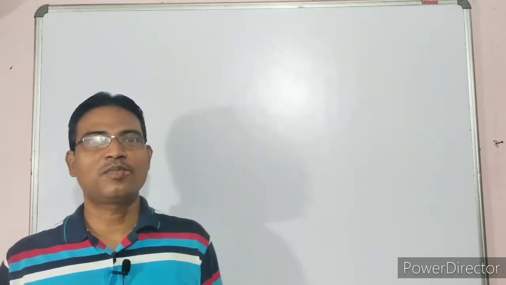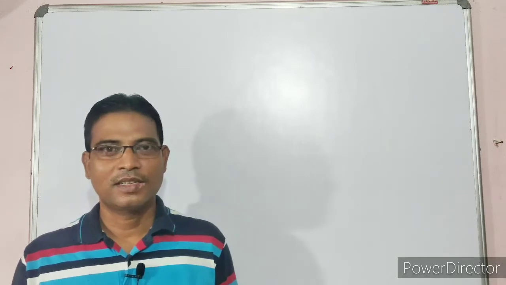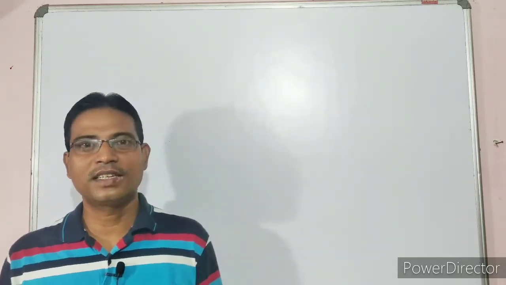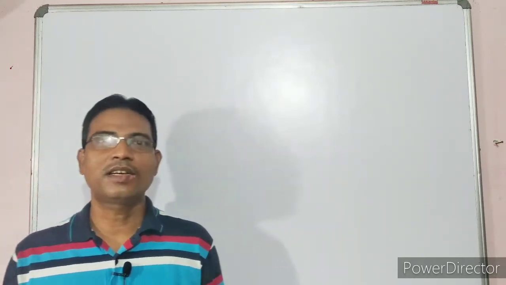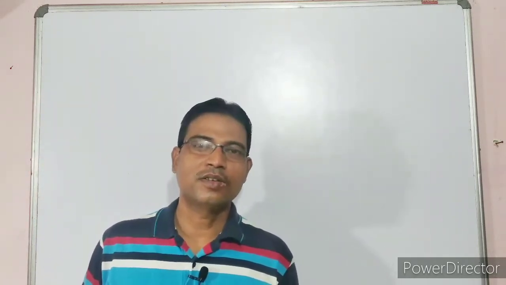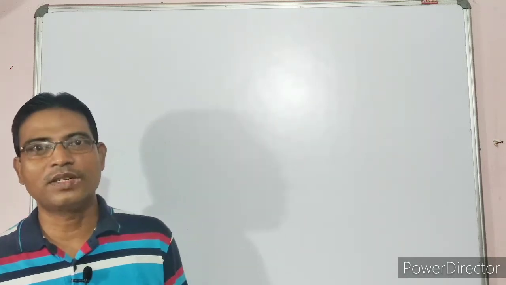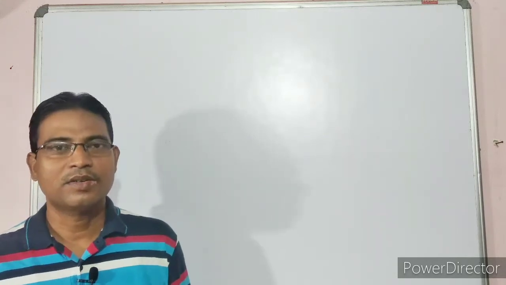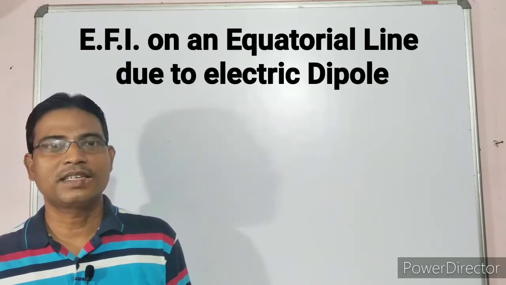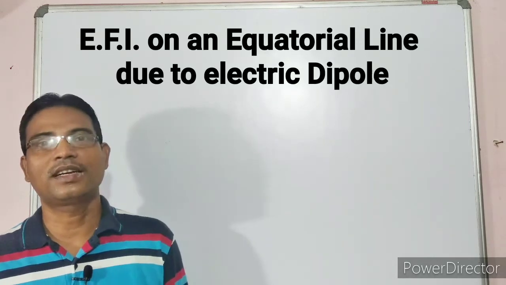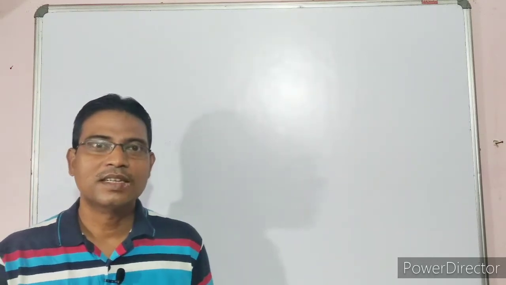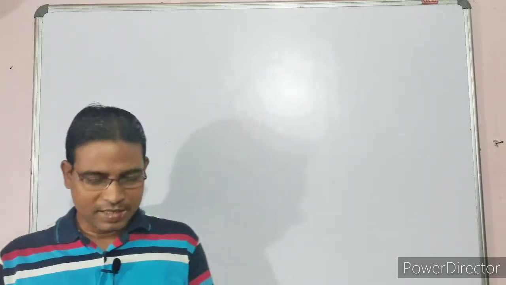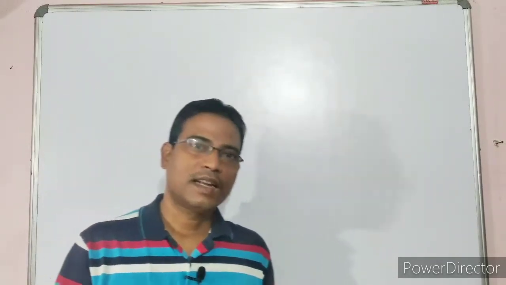I think all of you must have seen my last video. That video was to derive an expression of the electric field intensity on an axial line due to an electric dipole. Those who have not seen it, please watch that video and you can easily understand today's topic, which is electric field intensity on an equatorial line due to an electric dipole. So today's topic is electric field on an equatorial line. Before discussing that, I have already told you in the last video.